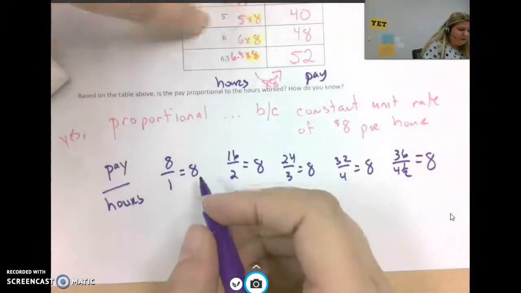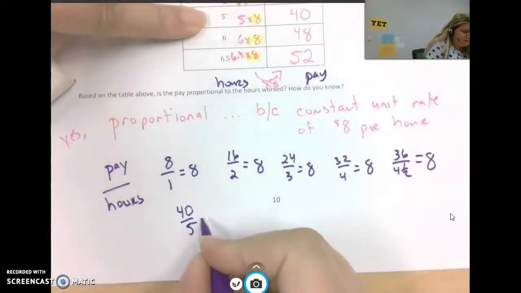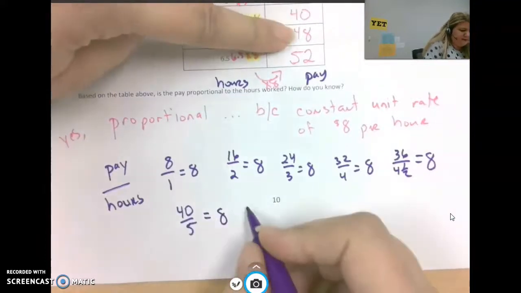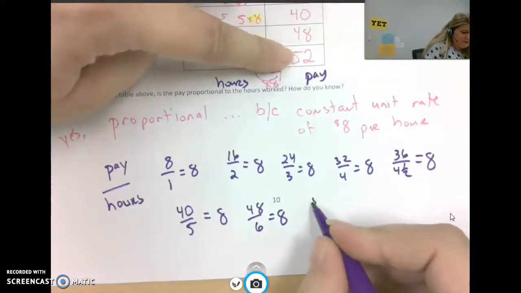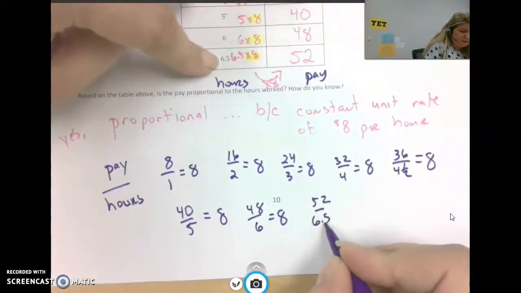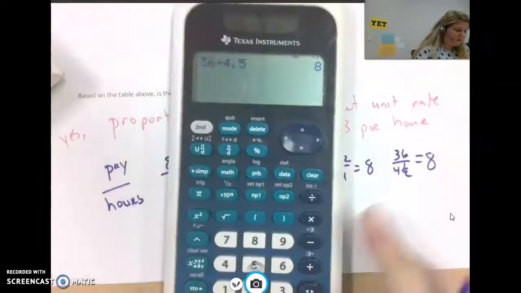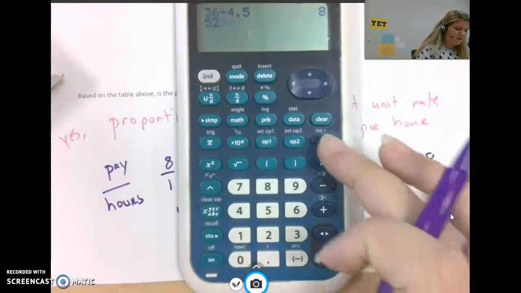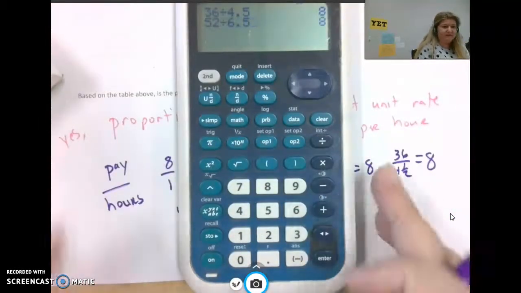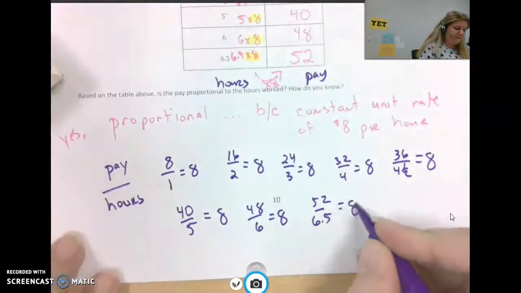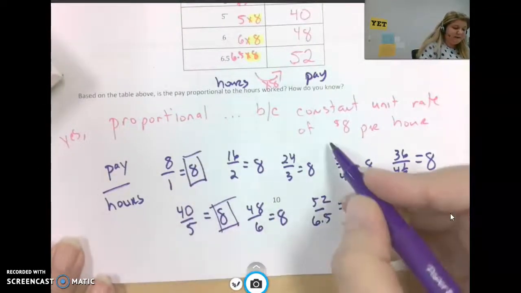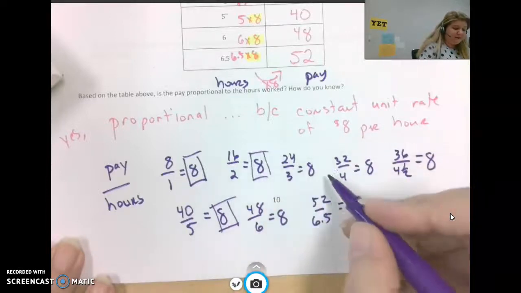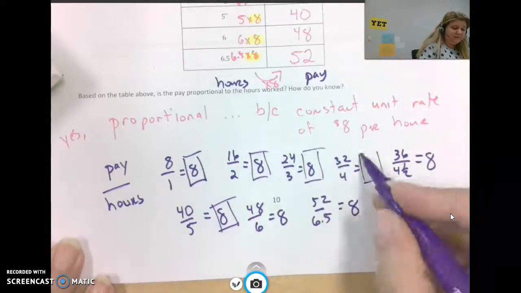Okay, so 40 divided by 5 is 8. 48 divided by 6 is 8. 52 divided by 6.5. Again, what's that? 52 divided by 6.5 is 8. So, I'm getting this 8 consistently. That's my unit rate. But this is just me checking it.